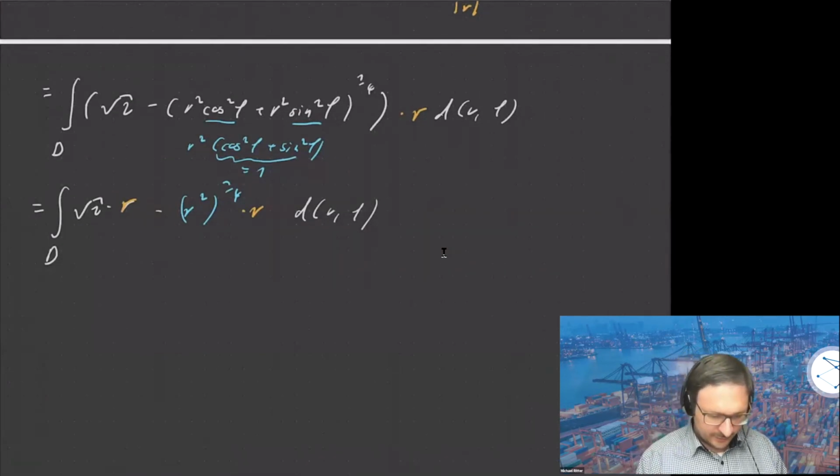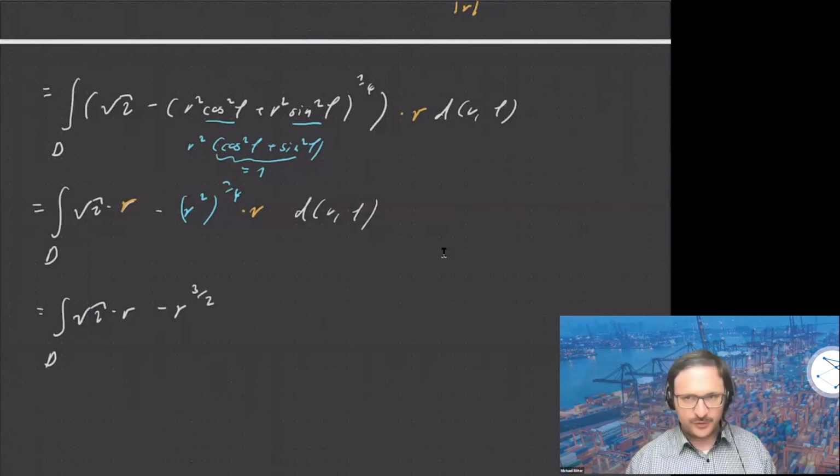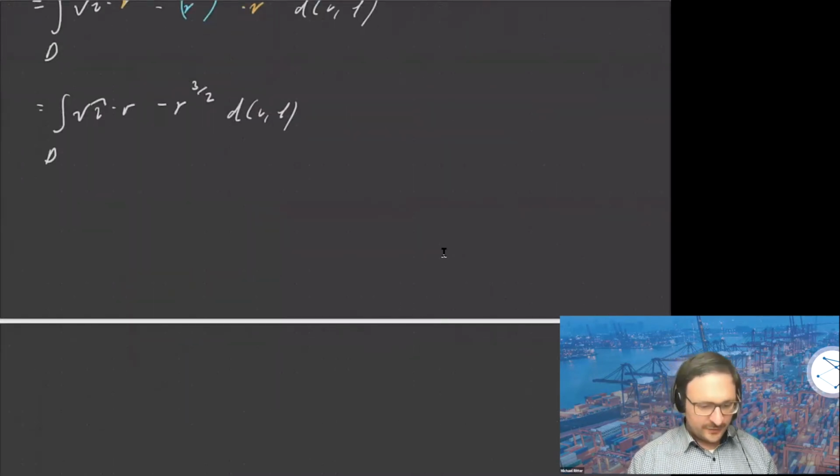Okay, so what we have is, once more this integrand, square root of 2 times r, minus, and here we get r squared to the power of 1 over 4, so that is r to the power of 1 over 2, times r to the power of 1, so we get r to the power of 3 over 2 in total, dr d phi. So now we can do the computations.